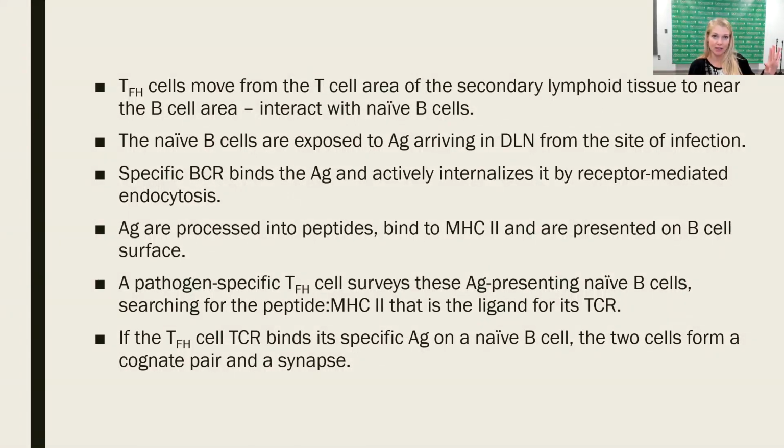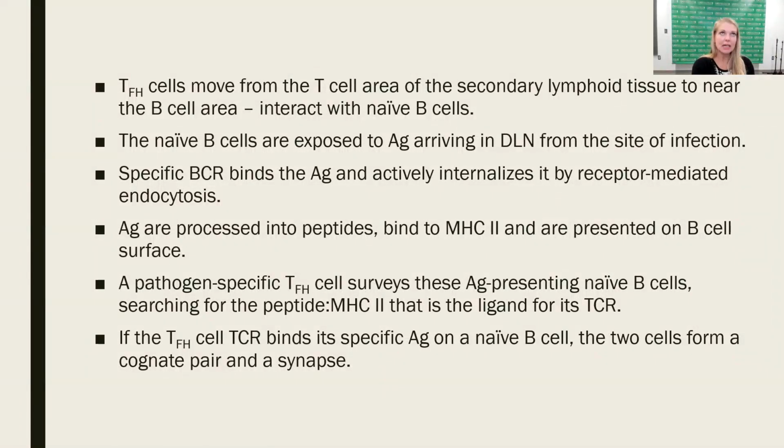They are activated already. They do not need the co-stimulation of B7, but the B cells have not been activated yet. They're still naive and they're hoping to find their soulmate T cell. So the B cell receptor is going to be binding antigen, internalizing it, processing it, and then presenting on MHC class II. The T follicular helper cell is going to see the antigen peptide on MHC class II, and if it matches and it has the same ligand for that peptide, then that means that they're going to form a synapse.